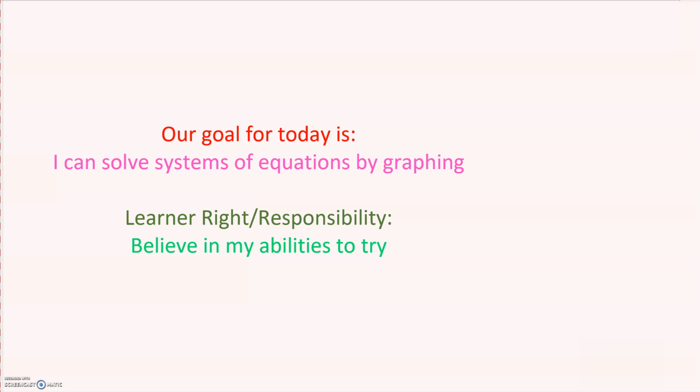All right, our goal for today is I can solve systems of equations by graphing. Now, what is a system of equations? A system of equations just means that there are two or more equations on one graph, and we have to find the solution, and that's what we're going to do today. Our learner rights and responsibilities is that I can believe in my abilities to try.